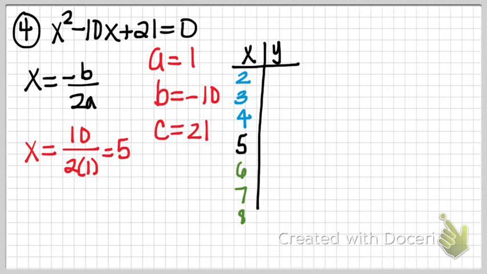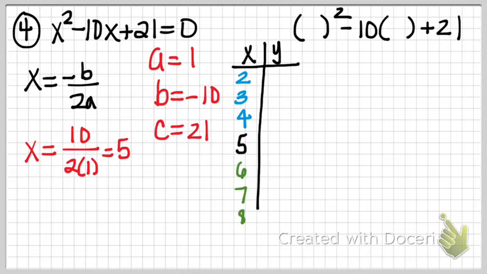So I need a volunteer. Who's going to do 2? Now when you substitute it in, we're substituting it into this equation right here. So you're going to substitute it in. You're going to have x squared minus 10 times x plus 21.